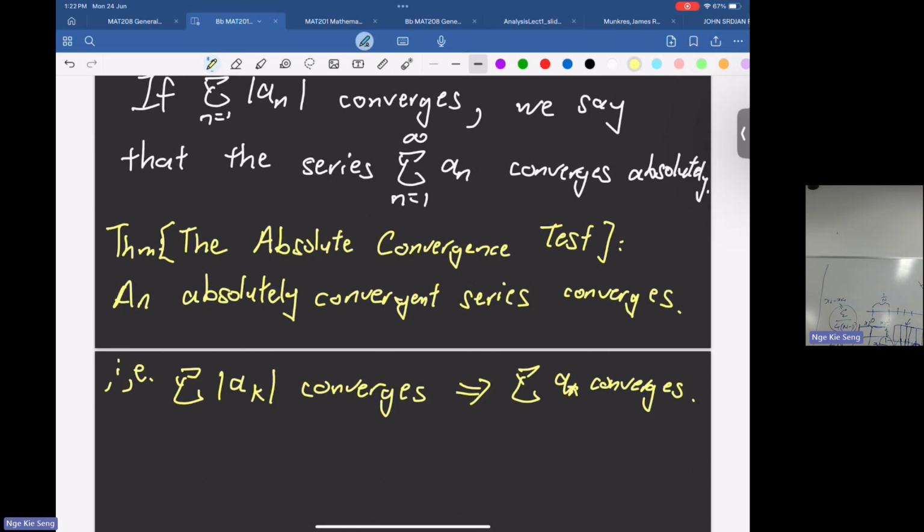Absolute means what? It means the strongest. It is already fully converged, so the original series should also converge. Okay, absolute convergence. We will prove this later. I mean, should we prove it now?